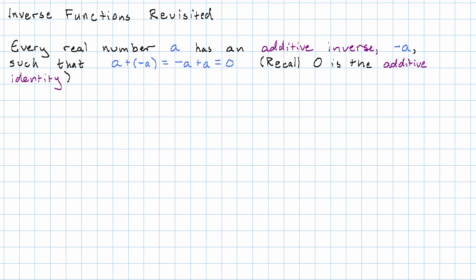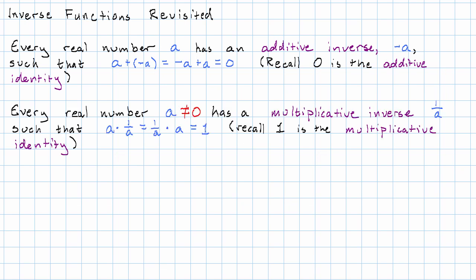Every real number A has an additive inverse that we end up finding just by taking its opposite, such that if we add a number to its additive inverse, we get 0. And recall, 0 was the additive identity. So this property tells us that every number has an additive inverse that brings us back to 0. Same deal for multiplication, right?